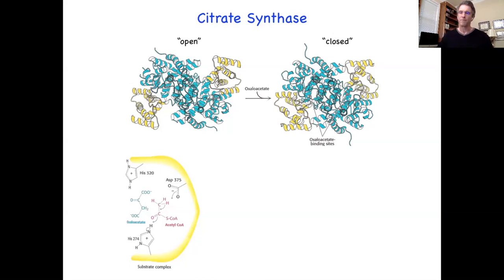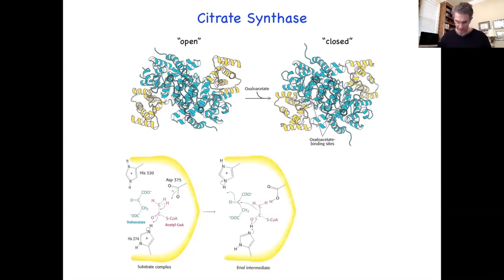The base is thought to be an aspartic acid residue that helps pull that proton off to make that reactive enol. So once we do that, again, the histidine provides a little acid catalysis here.